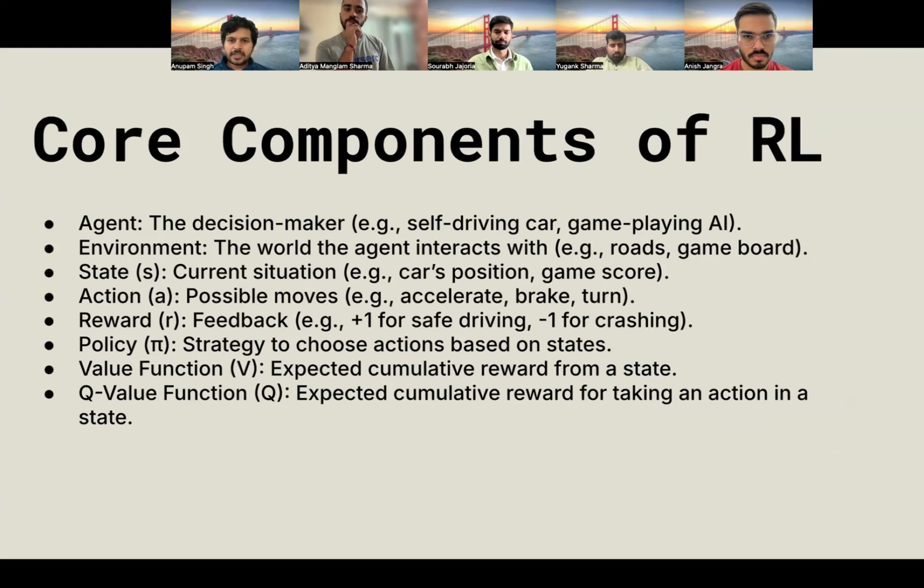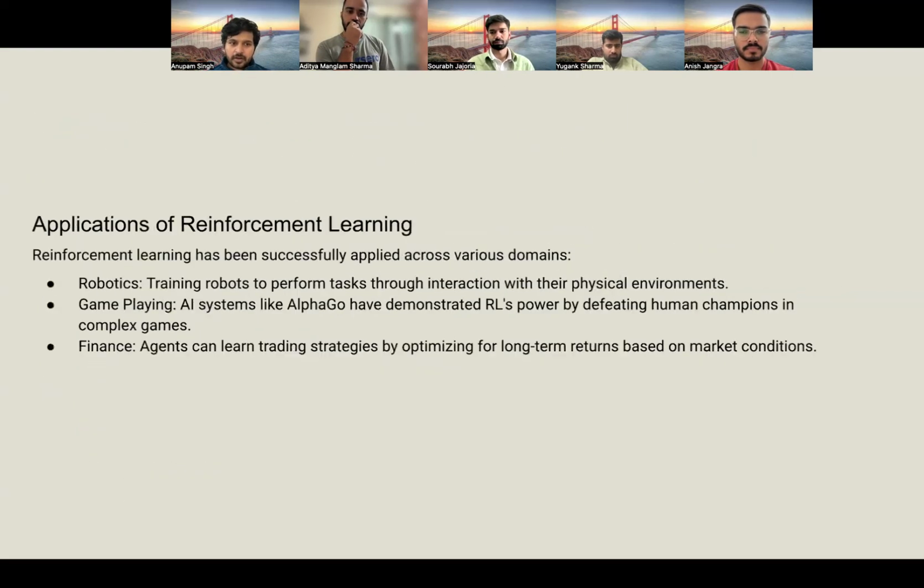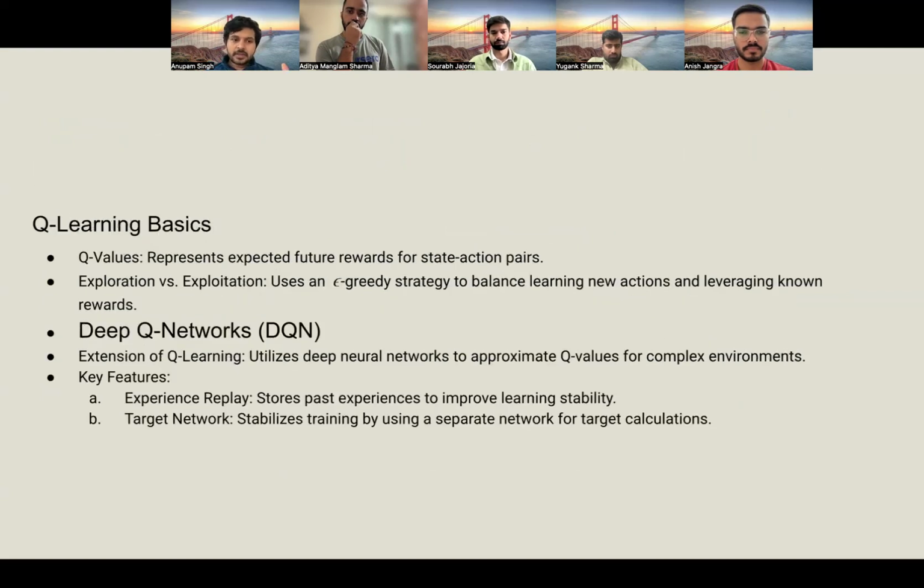First is an agent. The agent has an environment. The agent has a state. In the environment, you have a state, you can take an action, and you will get a reward based upon that action. There is a policy based upon which you can choose an action. Then there is a value function, which is the expected output or reward from a state. And there is the Q value, which is the expected cumulative reward for taking an action in that state. These are the core components for the algorithms.